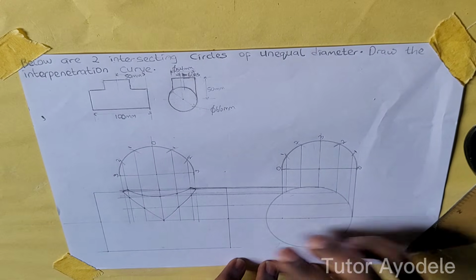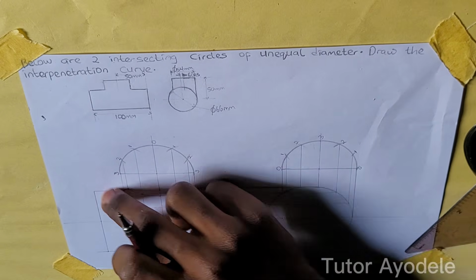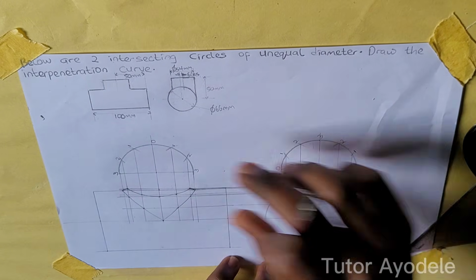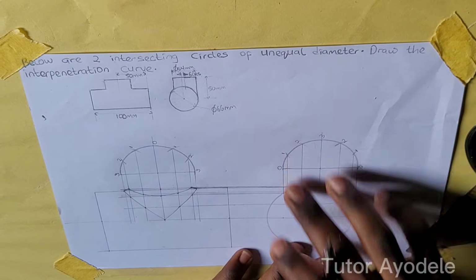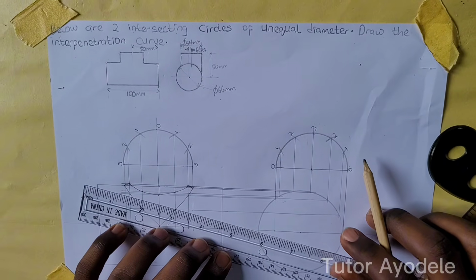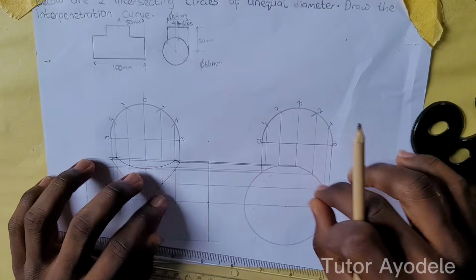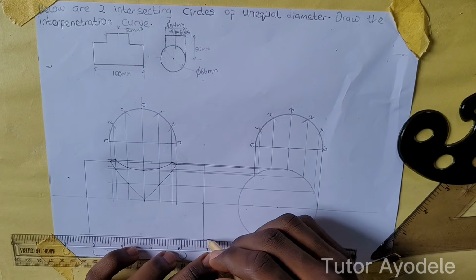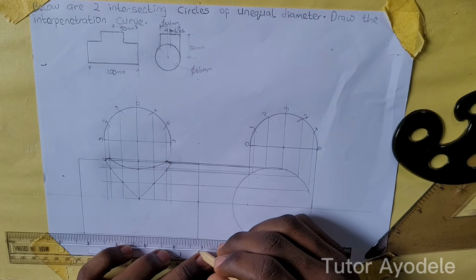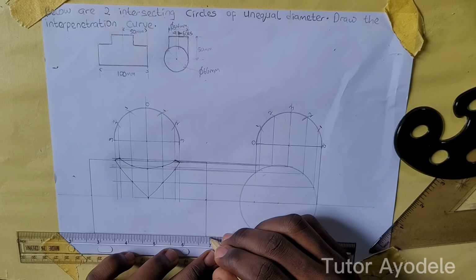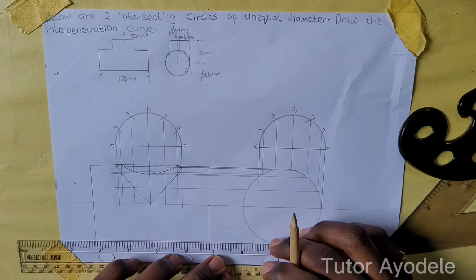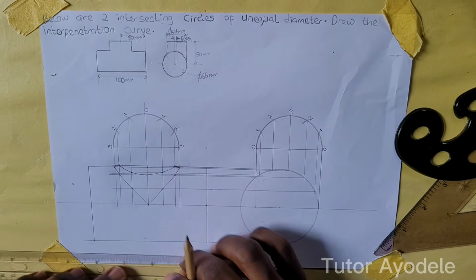So we are done here. So this is the curve of intersection of the two cylinders. The next thing to do now is to dimension the work, this block and the circle. I'm going to do this one here.